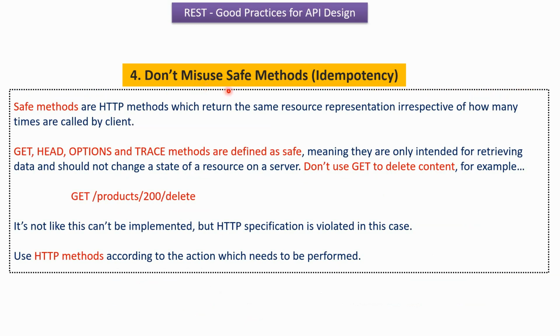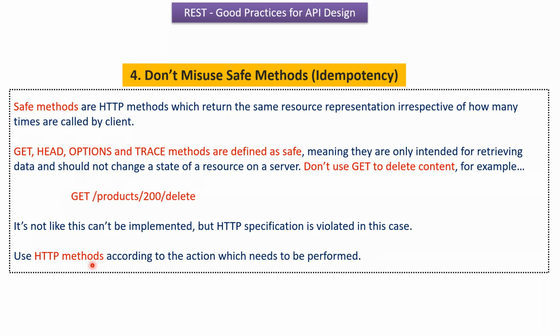Don't misuse safe methods. Idempotency. Safe methods are HTTP methods which return the same resource representation irrespective of how many times they are called by the client. GET, HEAD, OPTIONS, and TRACE methods are defined as safe because they are only intended for retrieving data, and they should not change the state of the resource on the server. We should not use the GET method for deleting a resource. That is a violation of the HTTP specification, and we have to use HTTP methods according to the action which needs to be performed.